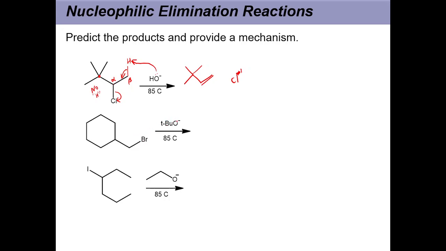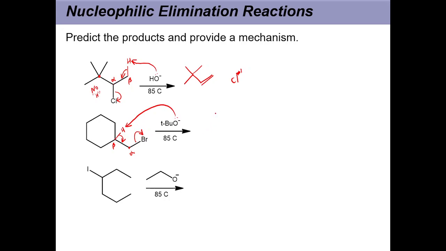The second one is using t-butoxide. The t-butoxide is going to attack the hydrogen on the beta carbon, and the bromide is going to leave from this alpha carbon. For this alpha carbon, there's only one possible beta carbon, which does have a hydrogen. So t-butoxide will pick up this proton, and the bond this hydrogen used to be attached to is going to turn into a bond between the alpha and beta carbons, and the alpha carbon will lose the bromide.